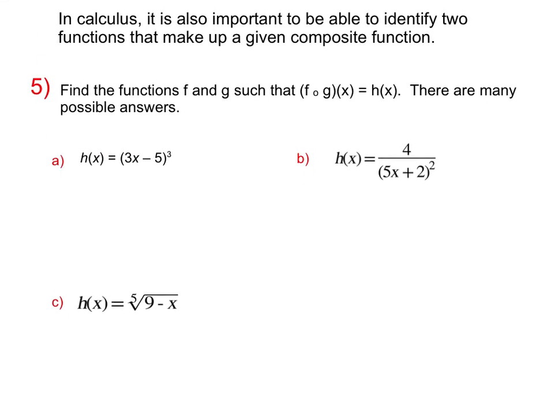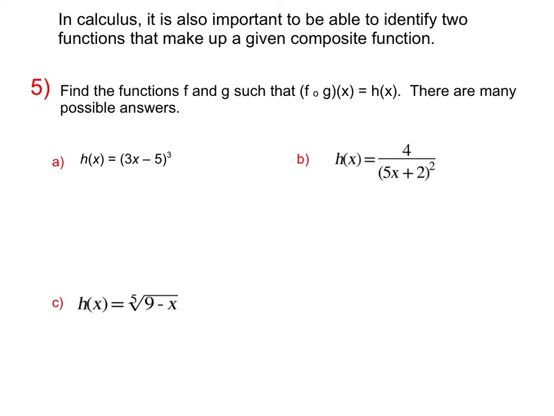So to finish up 2.6 notes here, we're going to go through a few examples, 5, 6, and 7. Number 5 is kind of like a puzzle, taking it apart or putting it together. It says in calculus, it's important to be able to identify two functions that make up a composite function. We're given an h of x here, and the h of x is in our directions. Then we want to find possible answers, because there are many possible, but we will give the most simplistic answer of two functions f and g that would be combined together to make this h of x function.